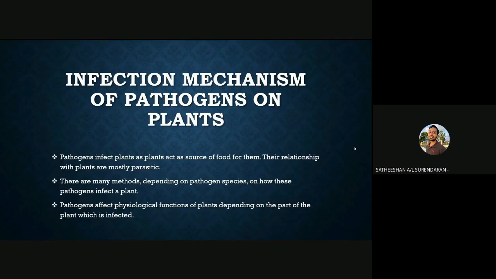Okay, today I'll be talking about the infection of plants. Brief introduction. Pathogens infect plants as plants act as a source of food for them. Their relationship with plants is mostly parasitic. There are many methods, depending on the pathogen species, on how these pathogens can infect a plant. Pathogens affect physiological functions of plants depending on the part of the plant which is infected.